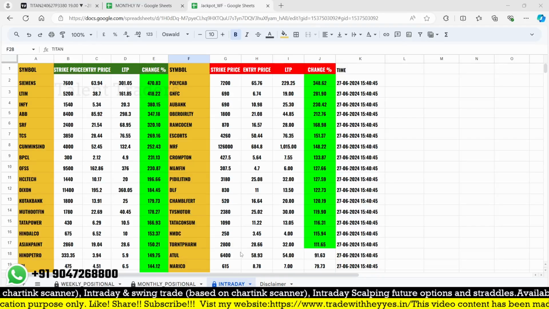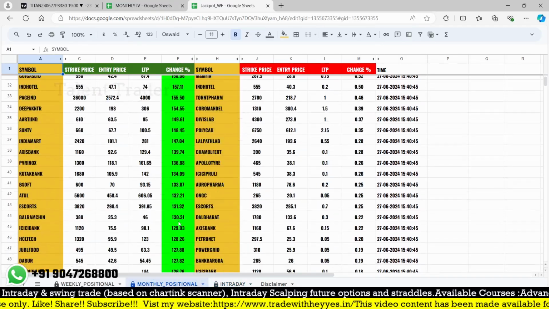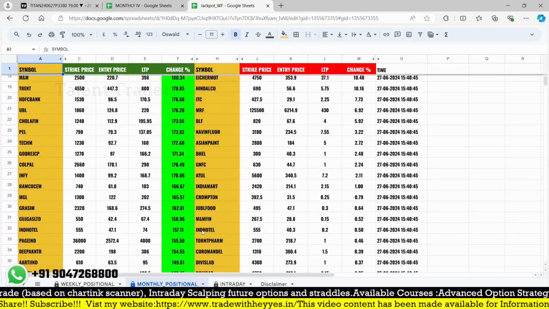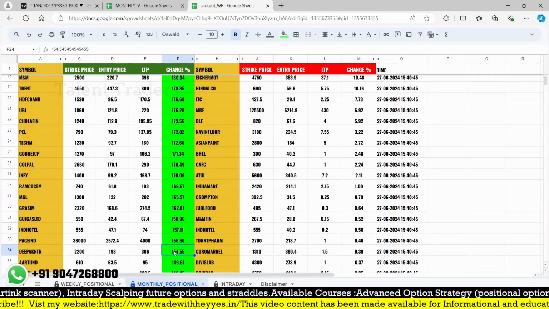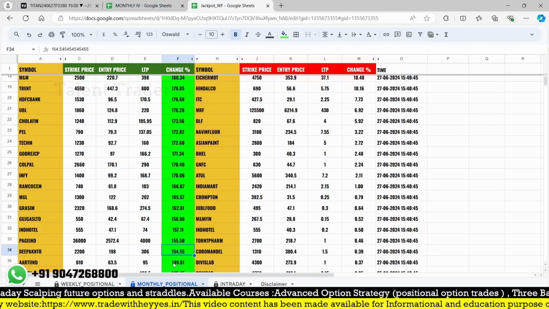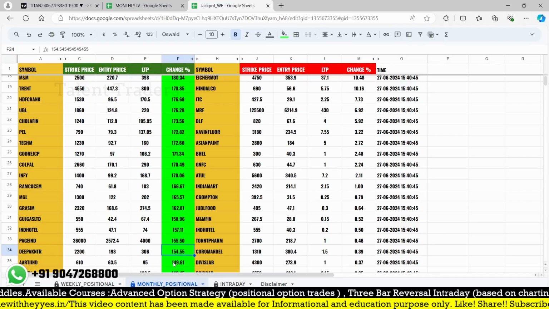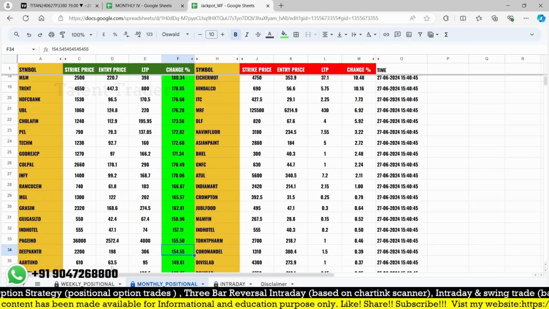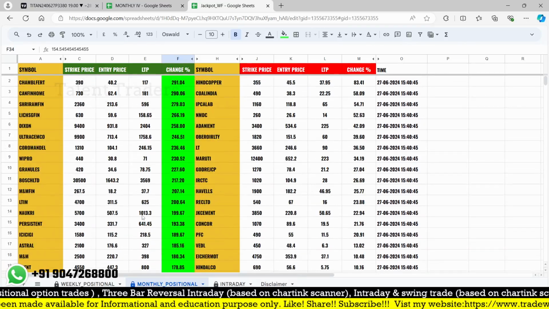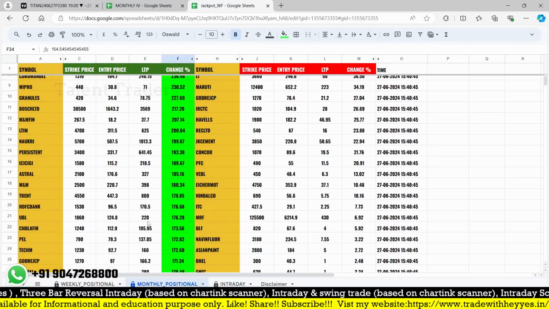Based on our monthly positional strategy, at this moment almost 31 stocks, almost 34 stocks, have given more than 50% gain on the option price from our entry point based on our advanced option strategy concept. And almost most of the entries were re-entries only.